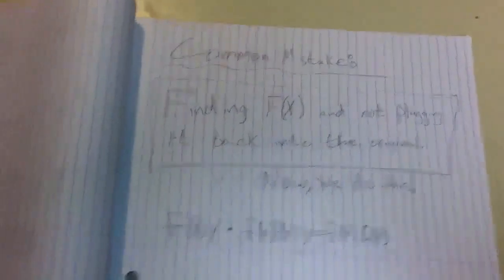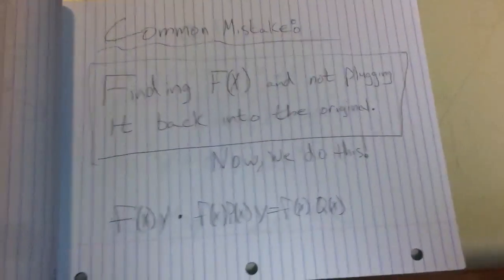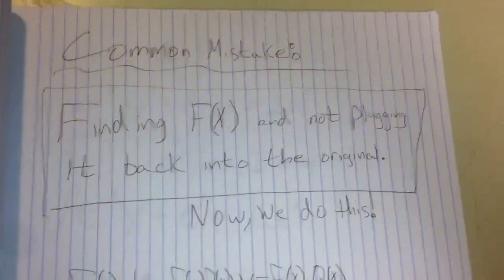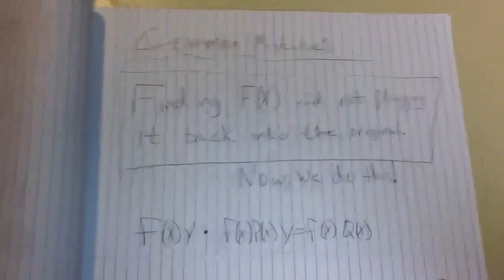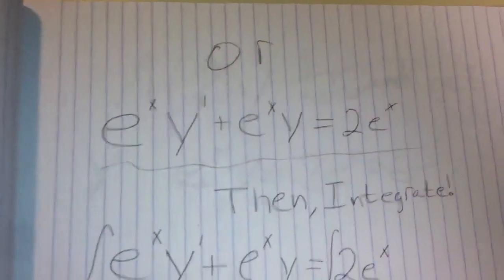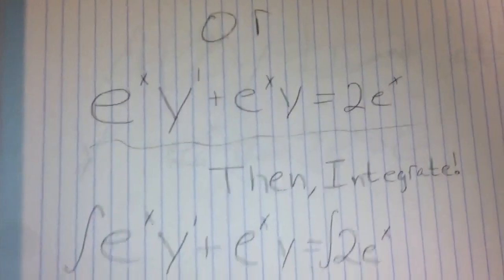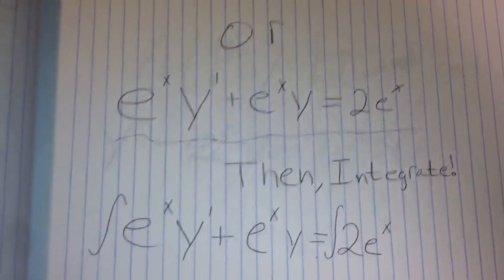You see, you just plugged in the initial condition for the f of x that we found, but the f of x still needs to be applied to the original equation. See, finding f of x and not plugging it back into the original. So now we need to do this. Multiply f of x in, and we'll get e to the x y prime plus e to the x y equals 2e to the x.